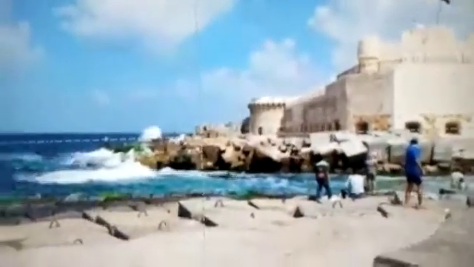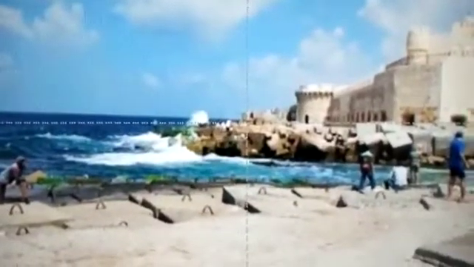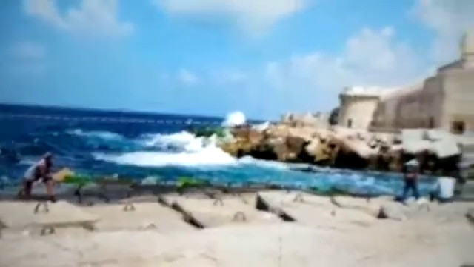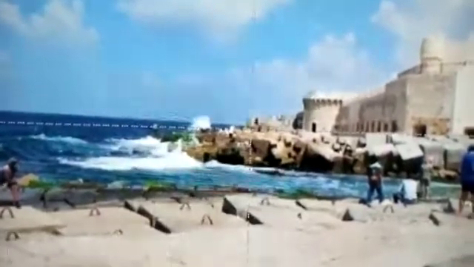Alexandria has interesting places. For me, I like El Montaza. Citadel of Qaitbay, this is the Citadel of Qaitbay. And I like malls and cinema. Please, can you tell me which places you like in Alexandria?